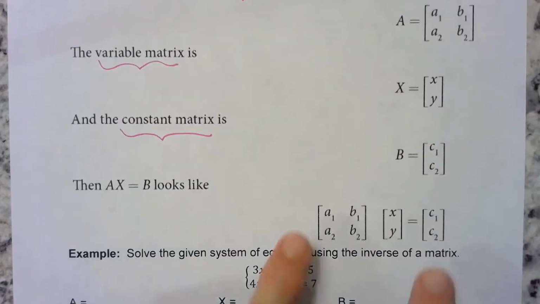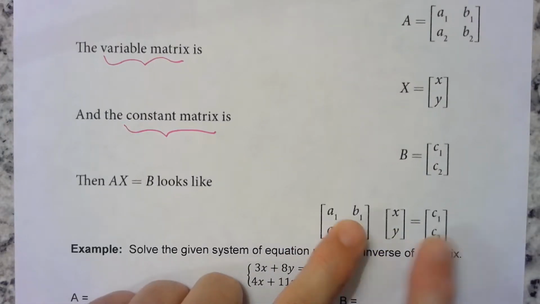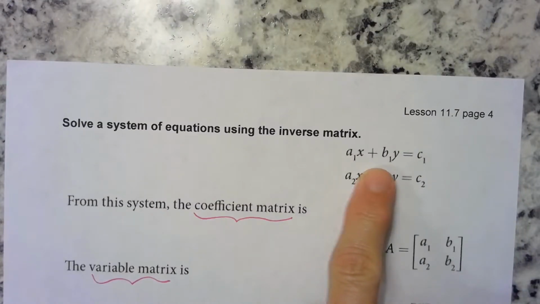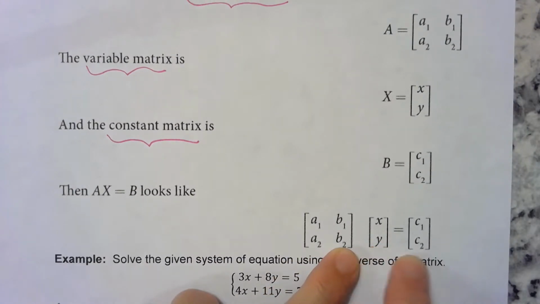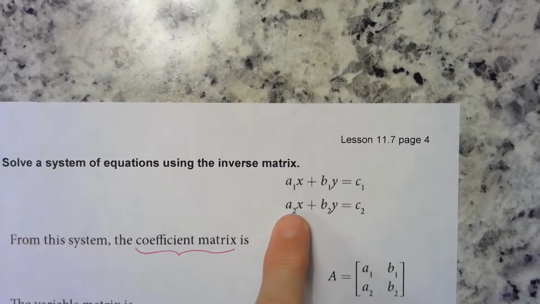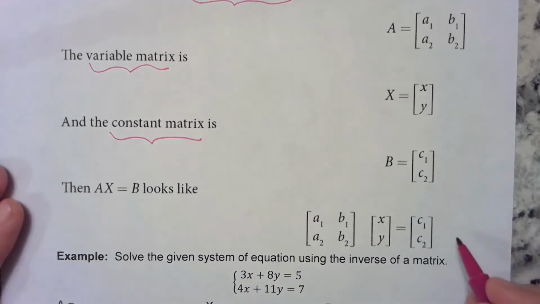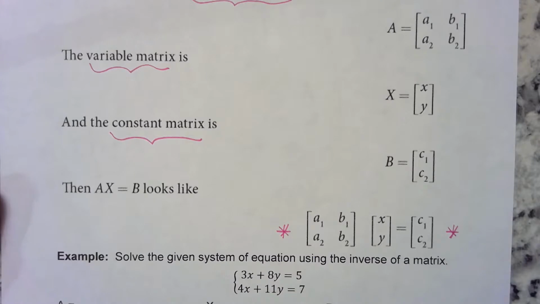Let's see. That's A1x plus B1y equals C1. Then we have the other one, A2x plus B2y equals C2. So you can see how this equation is the same thing as the equation we had at the beginning.